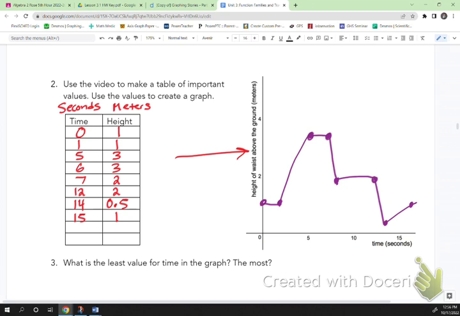Let's check our graph. How does your graph compare? How does your graph look? Questions? All right. Let's look at number 3 together. What is the least value for time in the graph? What is the most? Least meaning smallest. 0. So label this. The least would be 0. What's the most or greatest?